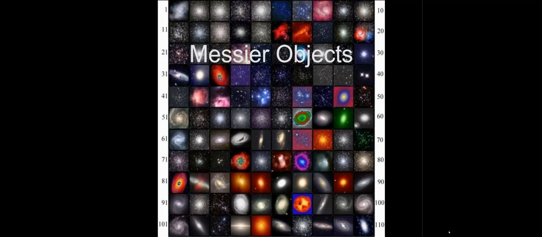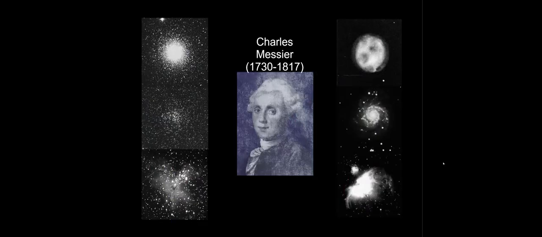So, the Messier catalog is a collection of objects in space that are not stars, basically. They're things that we can see mostly with the naked eye. Some are much better with binoculars and/or a telescope, but most of these are things that we can see just with our naked eye.